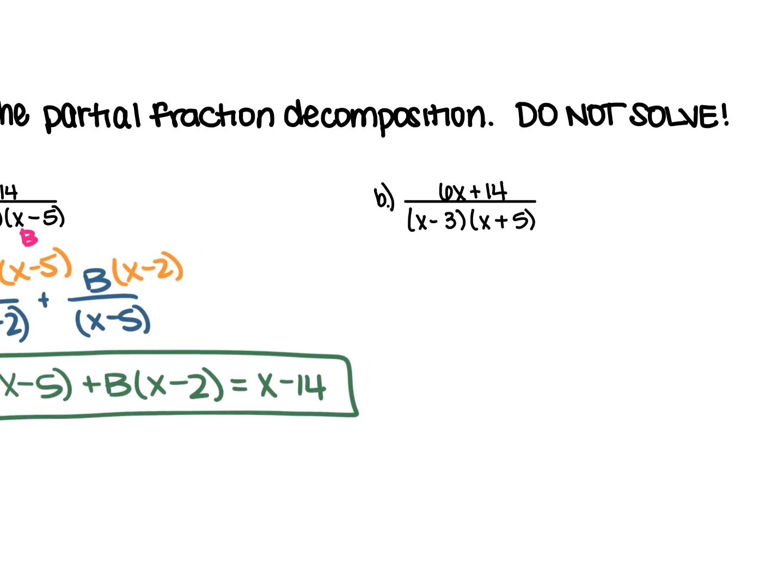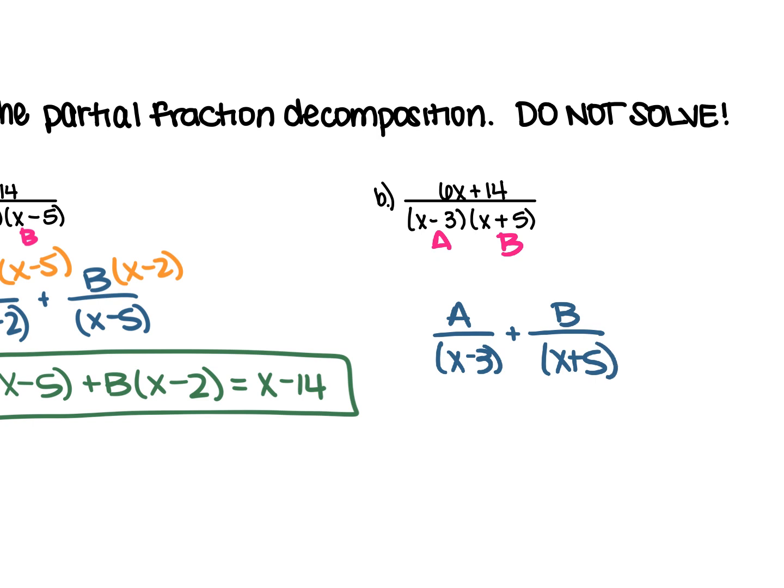For example B, you have 6x plus 14 over x minus 3 times x plus 5. So same thing as example A, your denominator is factored for you, so you don't have to factor your denominator. Instead, realize you have two parts. We'll label them A and B. Give yourself your two fractions. So that's A over x minus 3 plus B over x plus 5.